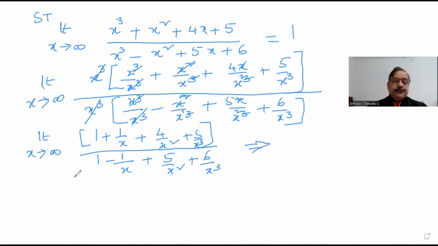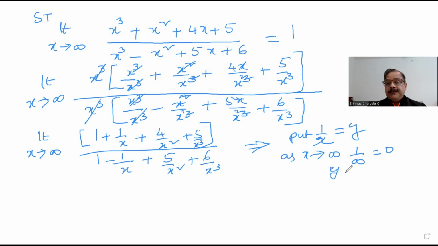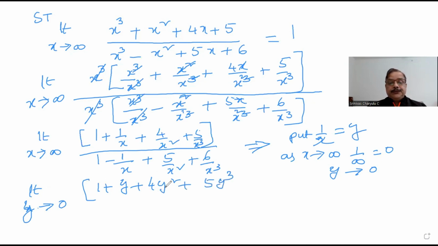See here what I am trying to do. Infinity, as I told you, we should not substitute directly. Therefore, we have to take a substitution here. Put 1 by x is equal to y. As x tends to infinity, 1 over infinity becomes 0. That means y will tend to 0. So after the transformation of the limit and the substitution, you will have limit y tends to 0, 1 plus y, since 1 by x becomes y, 4 by x square becomes 4y square, this becomes 5y cube, divided by 1 minus y plus 5y square plus 6y cube.